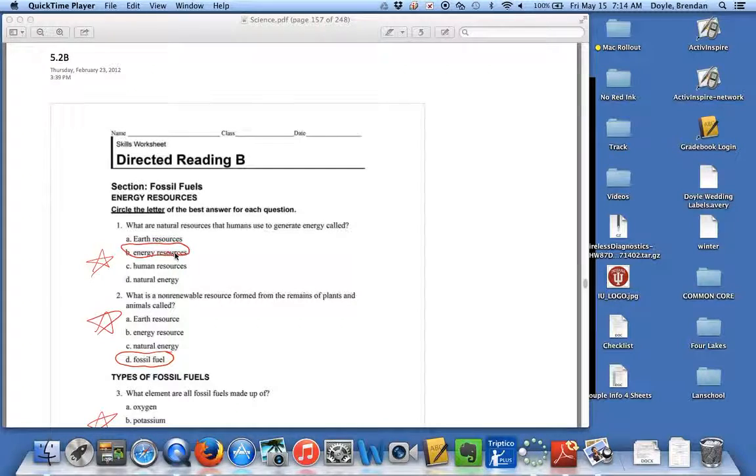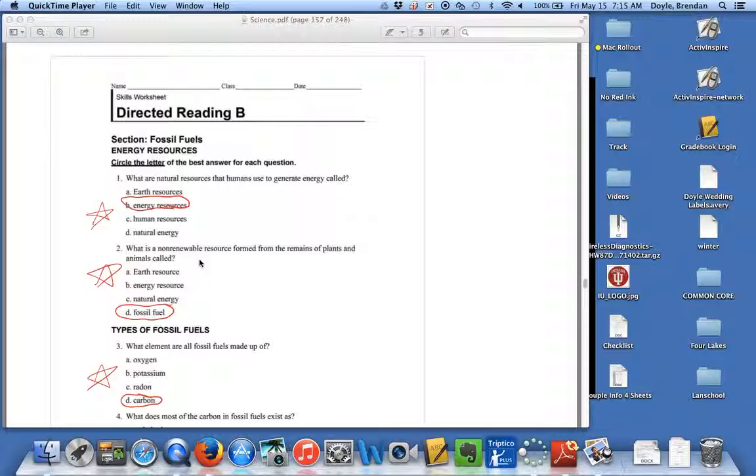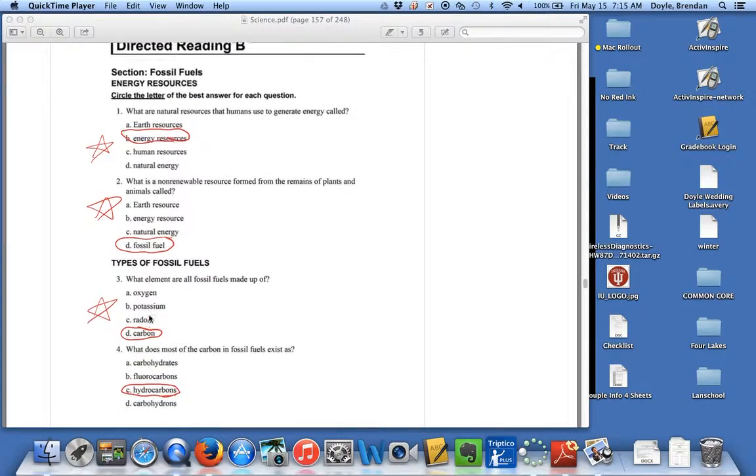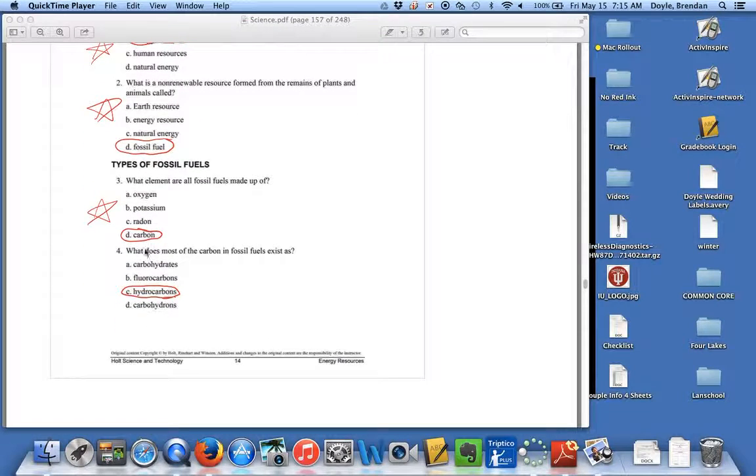So number one, what are natural resources that humans use to generate energy called? Those are B, energy resources. Two, what is a non-renewable resource formed from the remains of plants and animals called? That's a fossil fuel. And the types of fossil fuels. What elements are all fossil fuels made of? That's carbon. All fossil fuels are made of carbon. And what does most of the carbon in fossil fuels exist as? Hydrocarbons.